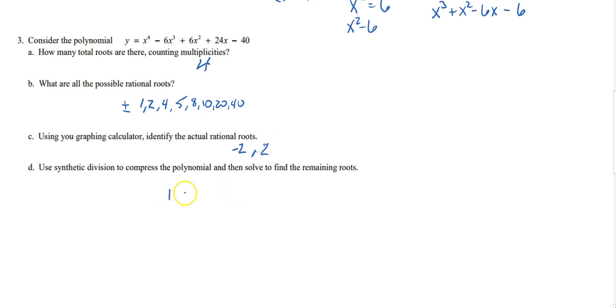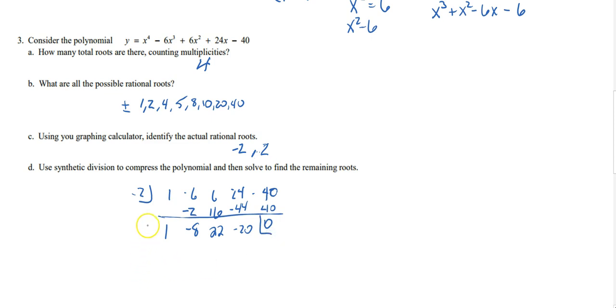So then I'm going to start synthetically. 1, -6, 6, 24, and -40. And I'm going to start with -2. Could have started with 2, it didn't really matter. So the 1 comes straight down, that's going to make -2, which is going to make -8, which is going to make 16, which is going to make 22, which is going to make -44, which is going to make -20, which is going to make +40, which is going to make 0. Perfect. Now I'm going to do the same thing with the other root. It looks like 2 also works. 1, that makes 2, that makes -6, that makes -12, which makes 10, which makes 20, which makes 0. So that works. So then I'm left with x squared minus 6x plus 10.